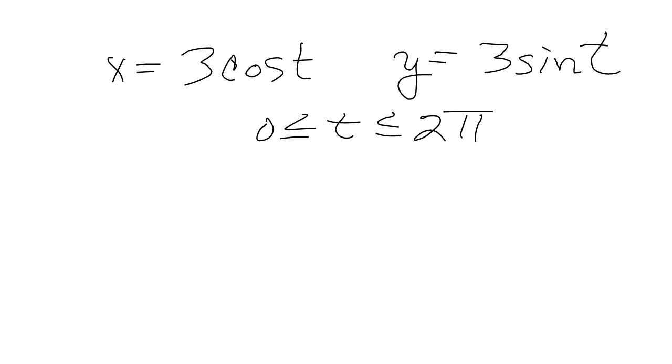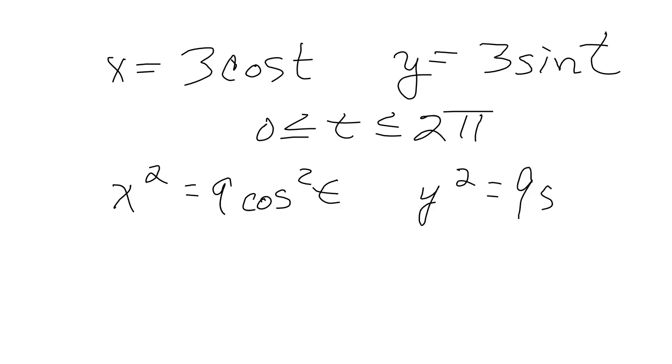So anyway, what happens here is we can eliminate the variable t. In this case, t is like a theta, not time, right? It's like a theta if we want to think about it that way. But what we can do is square both of these and then add them together. So if I've got x squared, that's going to equal 9 cosine squared t. And if we have y squared, that's going to equal 9 sine squared t.